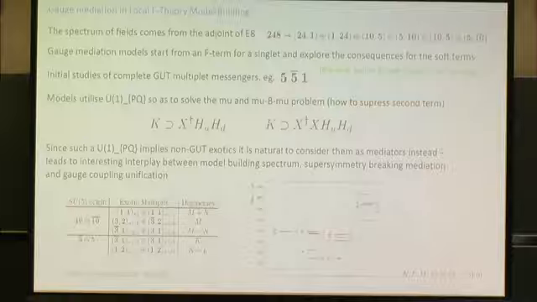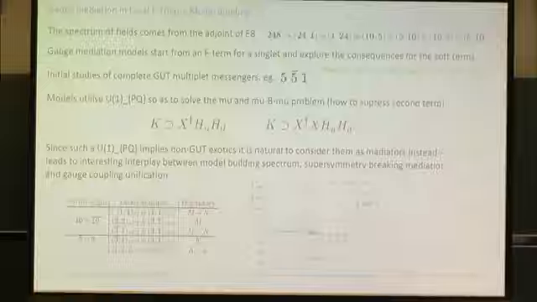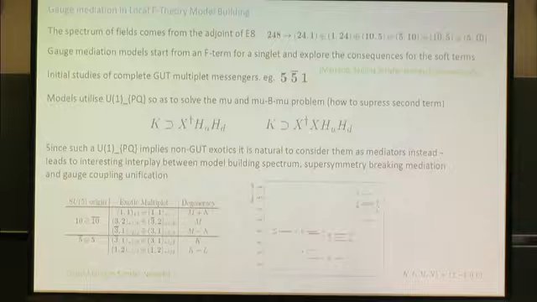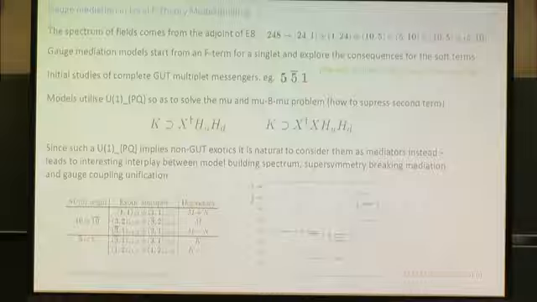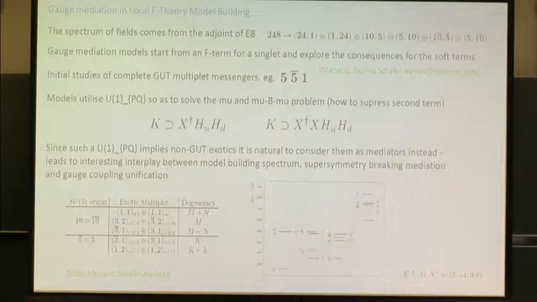You have to try and suppress this one compared to this one, because they both arise at one loop, and they have different dimensionalities, which means that if they had the same coefficients in front of them, you would naturally get either the b mu term too big or the mu term too small. That's the mu term of gauge mediation.